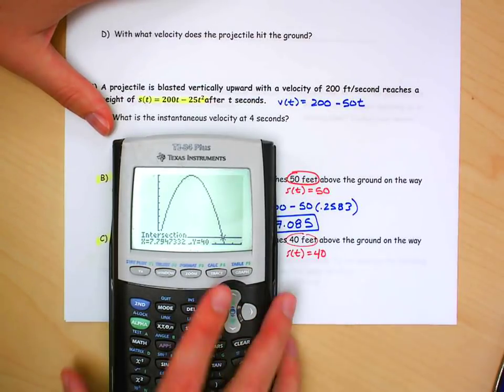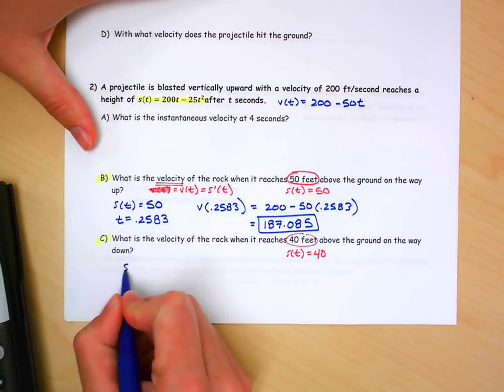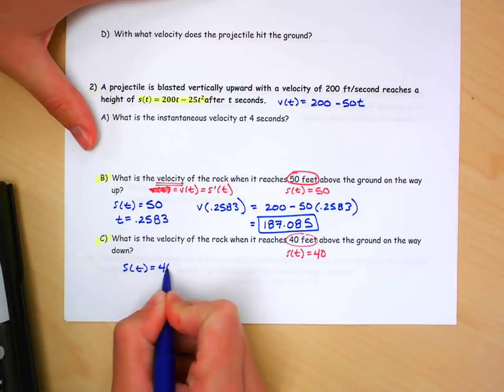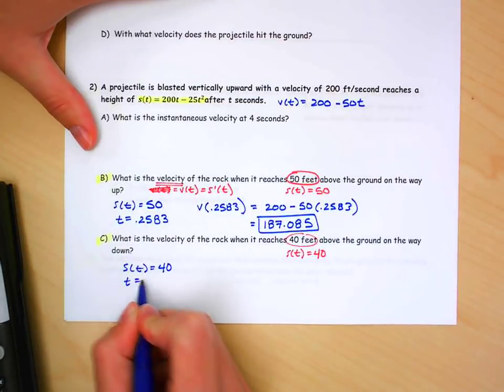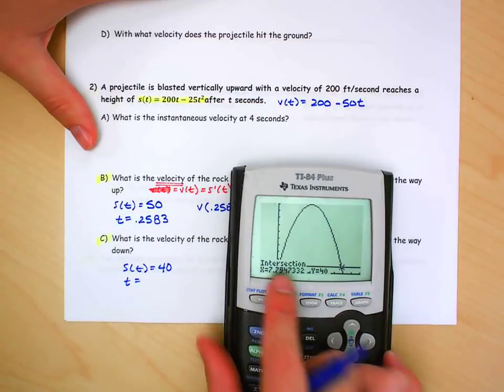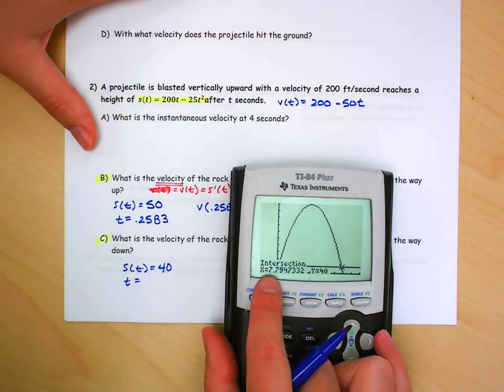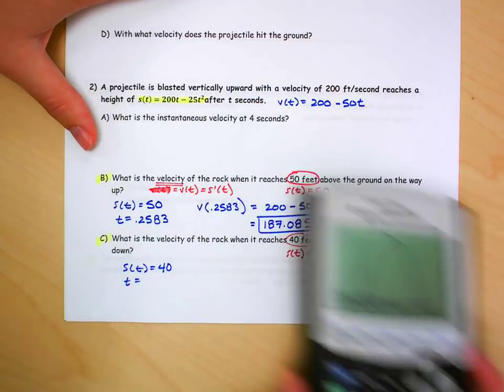Okay. So on the way down, when I cross at 40, so I'm checking when S of t equals 40, the time on the way down was 7.7, and then I want to go to more than 3 decimal places. It's going to give me a more accurate answer at the end. 7.7947.